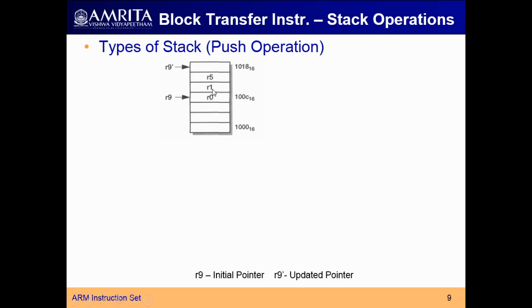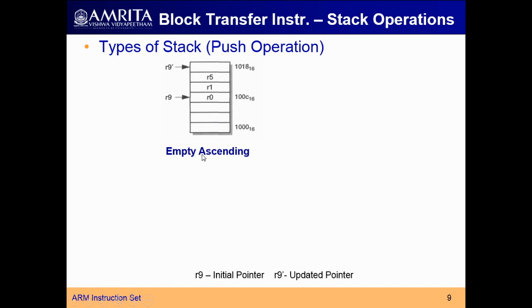There R1 will be stored. Again it will be incremented to the next location. In that place R5 will be stored. Again it will get incremented, and the updated pointer will be pointing to this empty location. So what is this type of stack implementation known as? This is known as empty ascending stack.